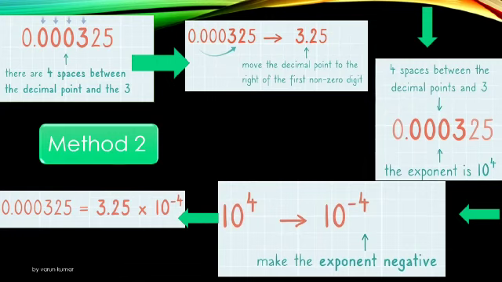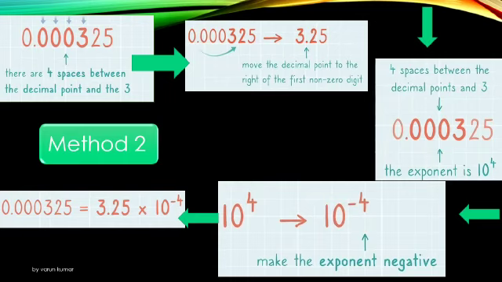See another example, to express a very small number using exponents. Suppose that we have the number 0.000325. See here, between the decimal point and the 3 there are 4 spaces: 0, 0, 0, 3. Now we have to move the decimal point to the right, just after the first non-zero number. What is the first non-zero number? It is 3. So we move the decimal point just after the 3, making it 3.25.